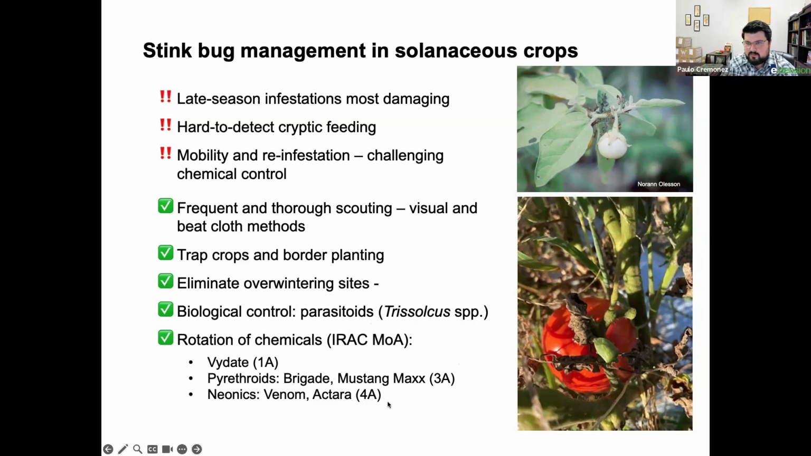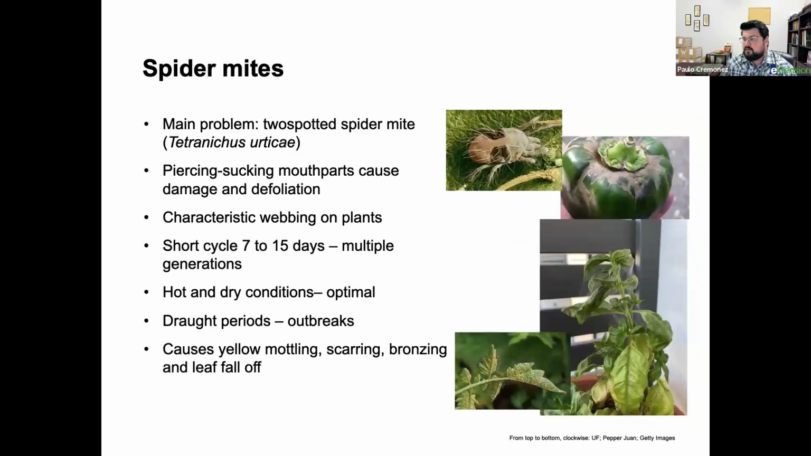For rotation of chemicals, you could use Vidate, you can use pyrethroids and neonics. Again, they're broad spectrum insecticides, so use them very carefully. And again, rotate.